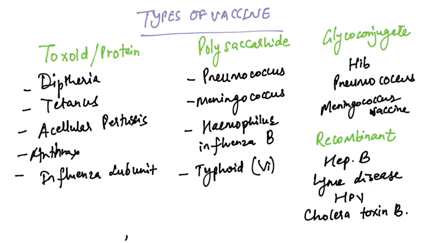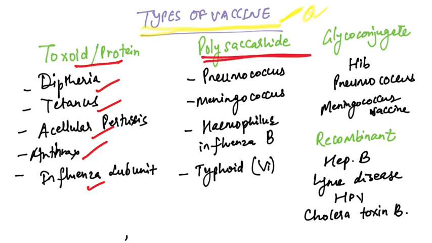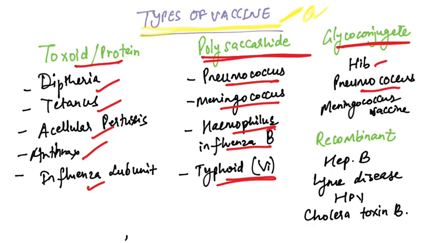Now the types of vaccines, these are very important and very much asked. First of all, toxoid and protein vaccines involve diphtheria, tetanus, acellular pertussis, anthrax and influenza subunit. Now polysaccharide vaccines are pneumococcus, meningococcus and HIB, Haemophilus influenzae B, and typhoid Vi. Now glycoconjugate vaccines are HIB, pneumococcus and meningococcus. These are polysaccharide as well as glycoconjugate also.